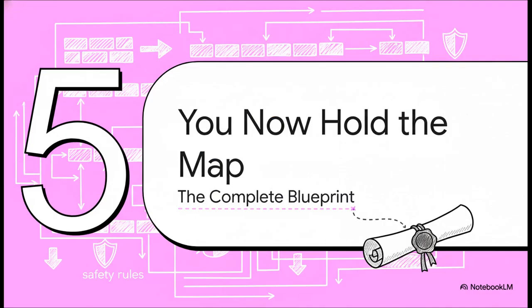Section 5. You now hold the map, the complete memory blueprint. Wow. Okay, we have covered a lot of ground. We've gone from single variables to pointers to arrays and all the safety rules. Now, it's time to put it all together. Let's look at the complete blueprint.